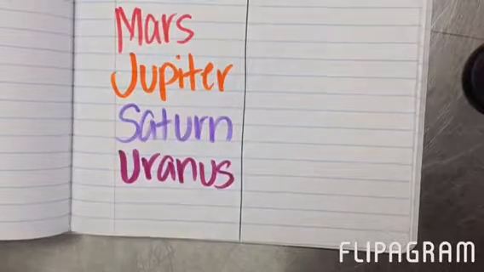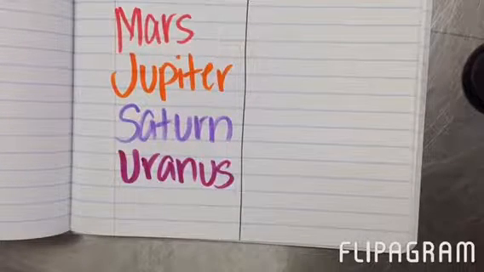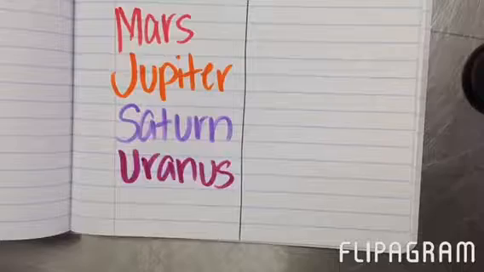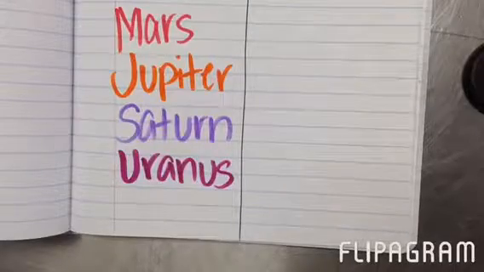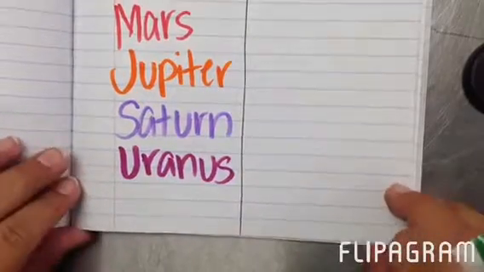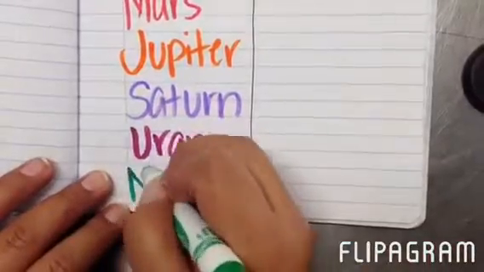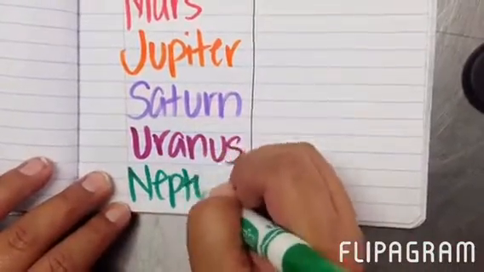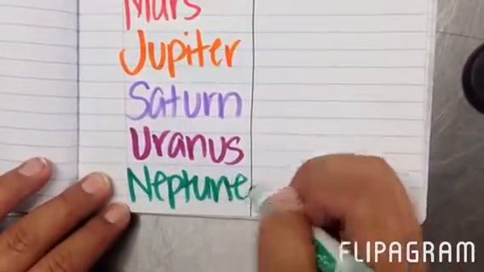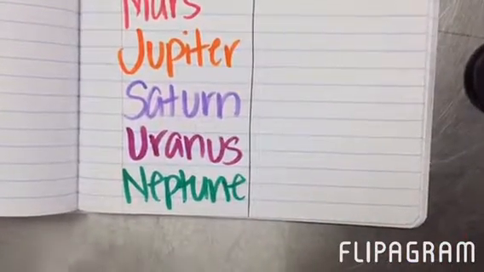So think about living on Uranus or Neptune, which is going to lead into our last planet, Neptune. Okay, so Neptune is actually the coldest planet since it is the furthest away from the sun.